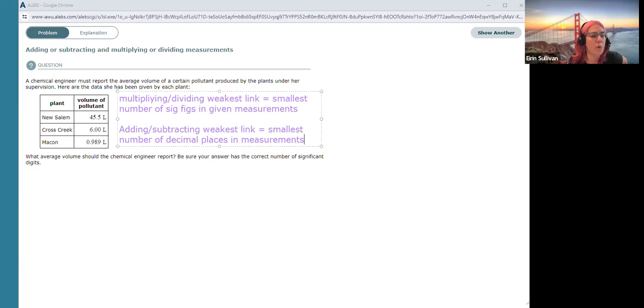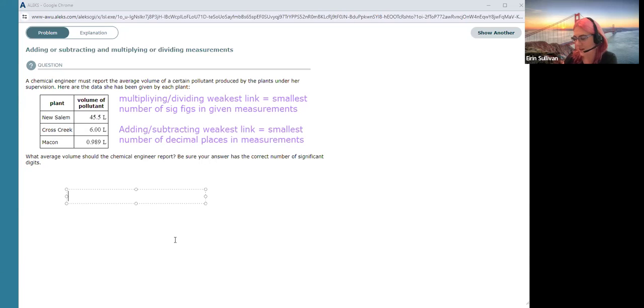So here we are reporting the average volume of a pollutant. We are averaging together 3 volumes in liters, which means we are following the smallest number of decimal places, because dividing by 3 is not using a measured value. I just want to show you what I mean by decimal places.